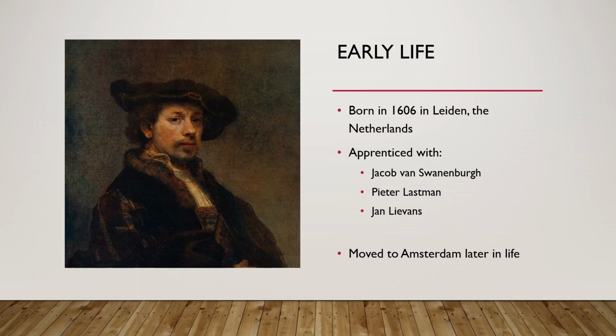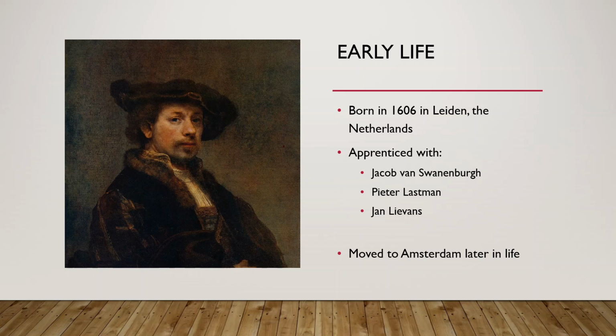So Rembrandt was born on July 15th, 1606 in Leiden. His family was quite well-to-do. His father was a miller and his mother was a baker's daughter. He was around middle class to upper middle class, which was typical with a family who would be able to support an artist like him.